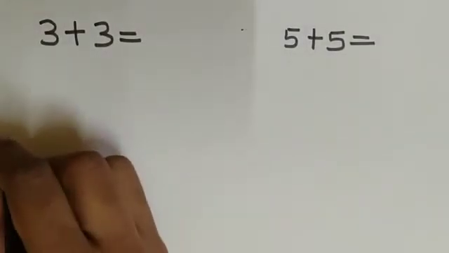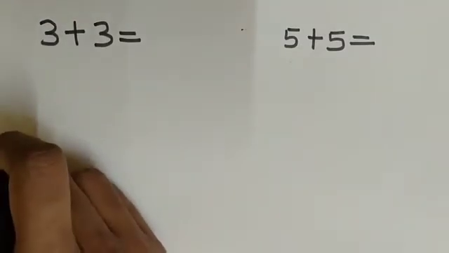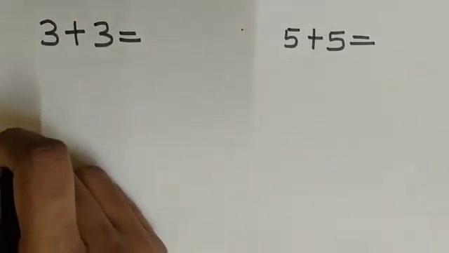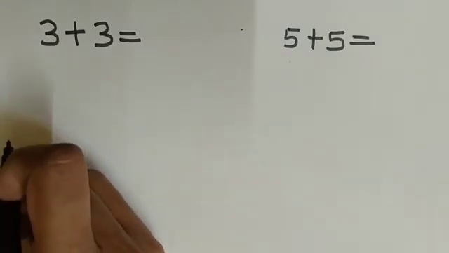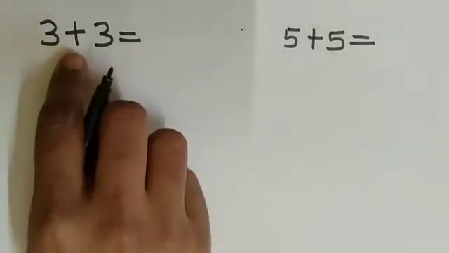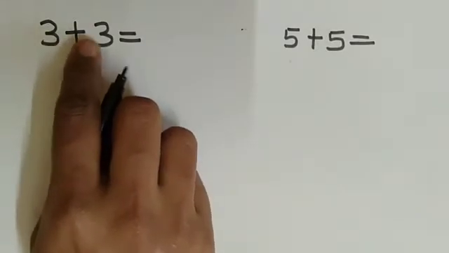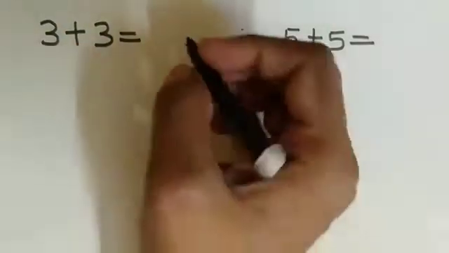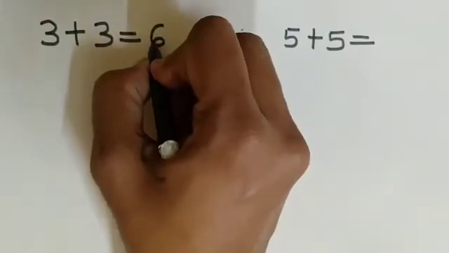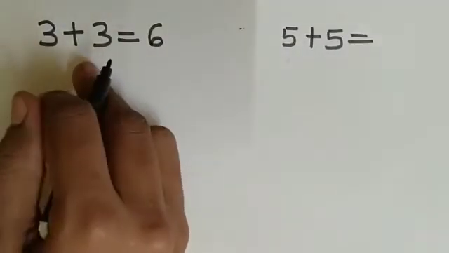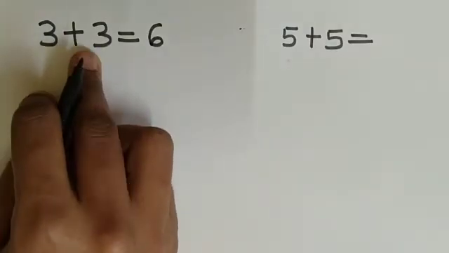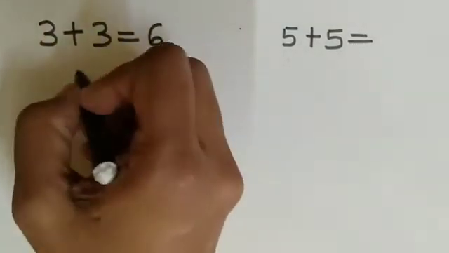Children, now we understood that from every example of addition we can get 2 examples of subtraction. But children, see this example. 3 plus 3 is what, children? 3 plus 3 is 6. Now we will take out the subtraction problem from this addition equation.